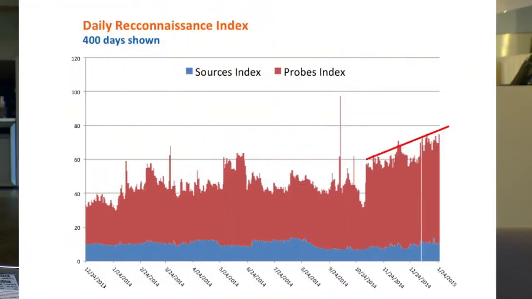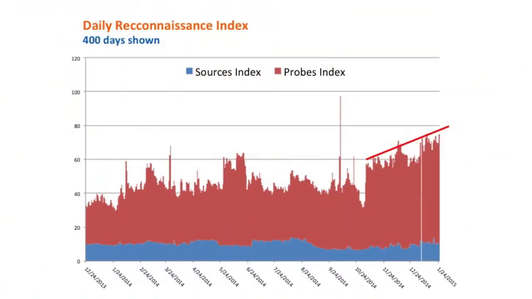And last but not least here, I wanted to share with you the daily reconnaissance index. We haven't looked at this in several weeks, so we're looking at the last 400 days of activity, and there are two normalized contributions in this index. There's the number of probes that we see and the number of sources that we see doing the probing activity. And as you can see here, the activity's been trending up over the last few months, consistent with a lot of the reports that we've been bringing to you here.